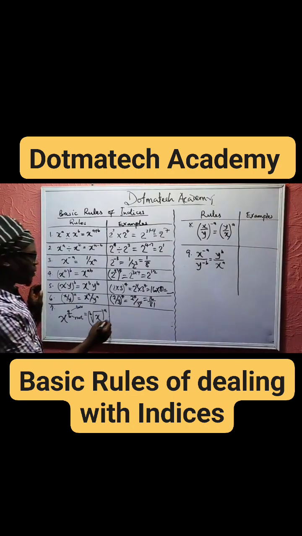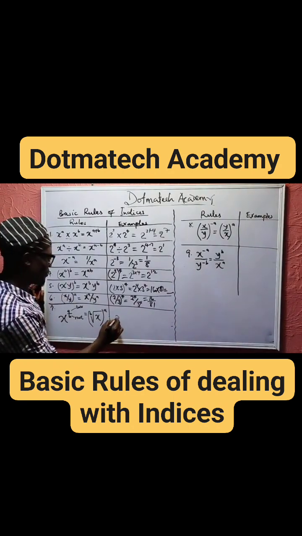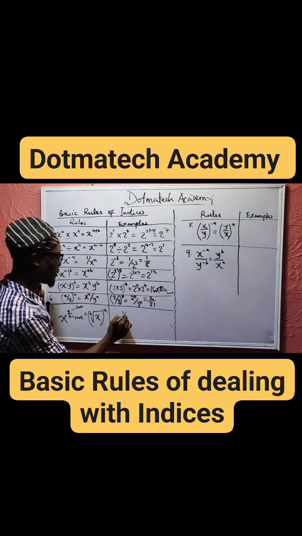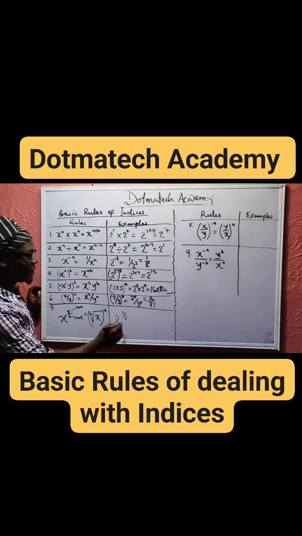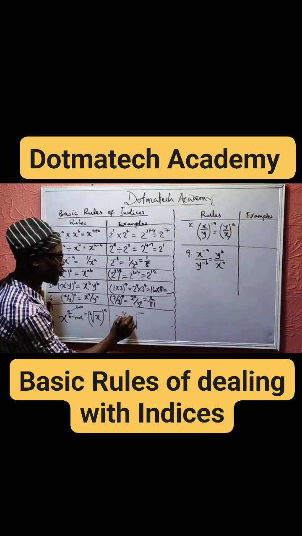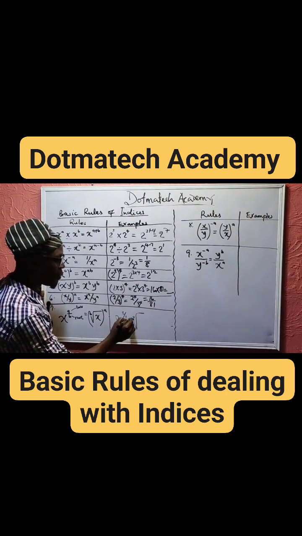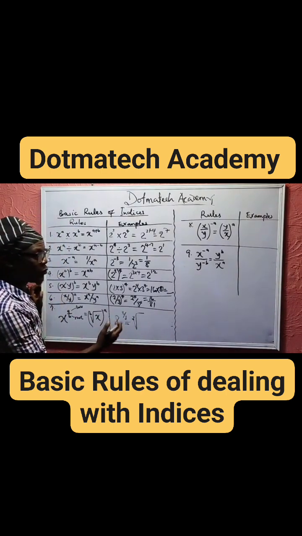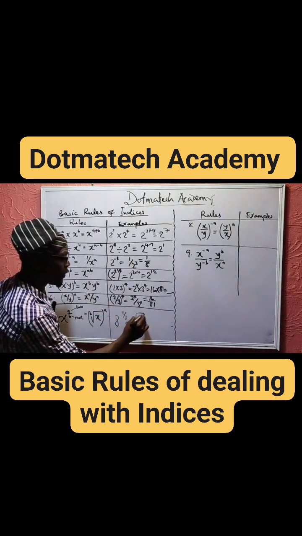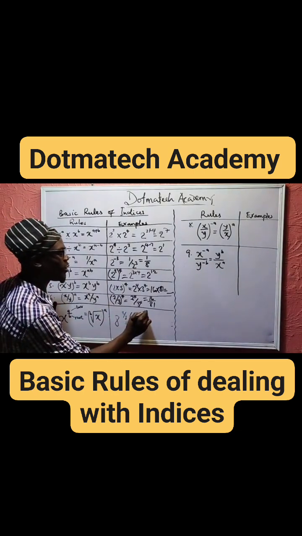We can say that 8 raised to power 2 over 3 means, remember, this is the power, this is the root, the cube root. When you say 3, we call it cube root. If it is 2, it is square root. So cube root of 8, everything raised to power of 2.